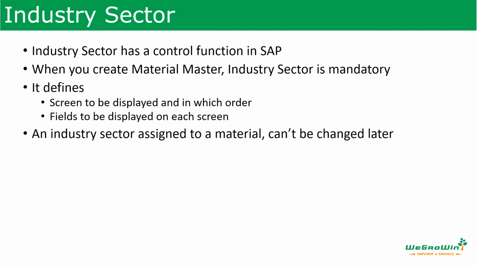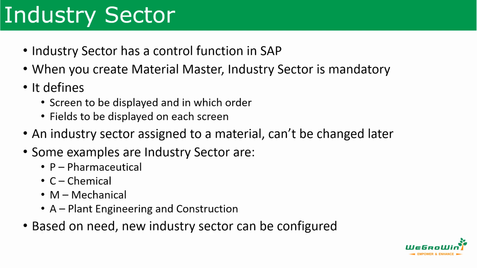Industry sector is a control function in SAP. When you create a material master, industry sector is mandatory. Without industry sector, we cannot proceed with the material master creation. Industry sector defines what screens are to be displayed in which order, and what fields are to be displayed on each screen. An industry sector assigned to a material cannot be changed later. It cannot be changed later.